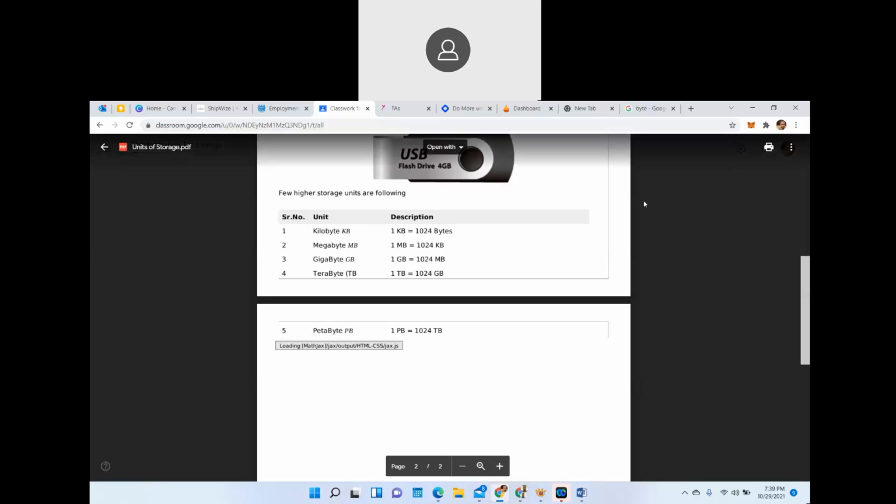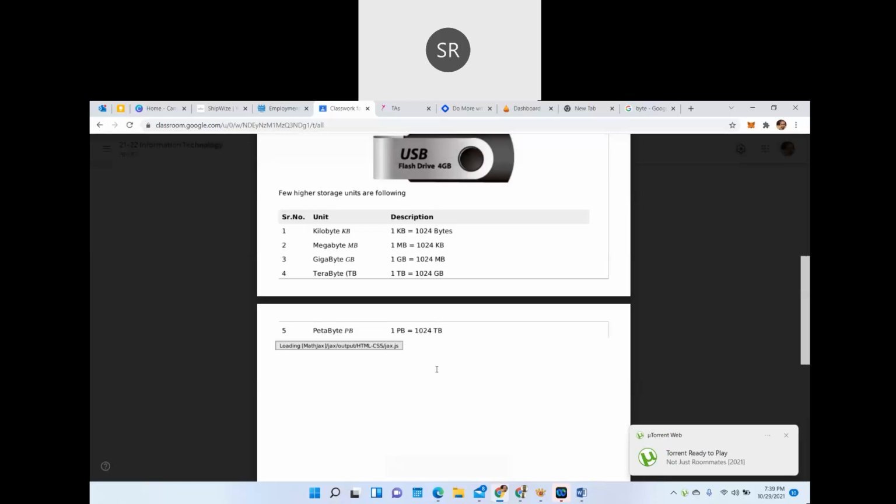Okay, so that would be equal to a petabyte. Sorry, a terabyte would be equal to a petabyte? No, because 1024 terabytes is equivalent to 1 petabyte.